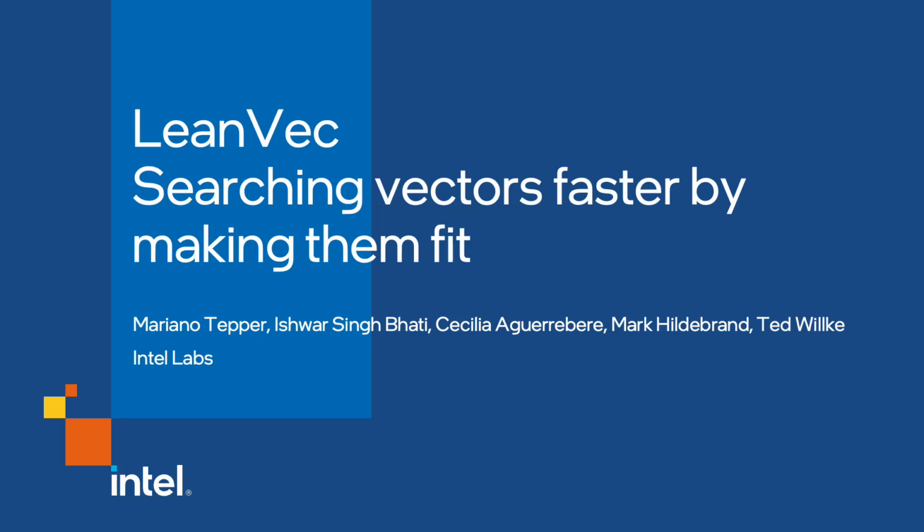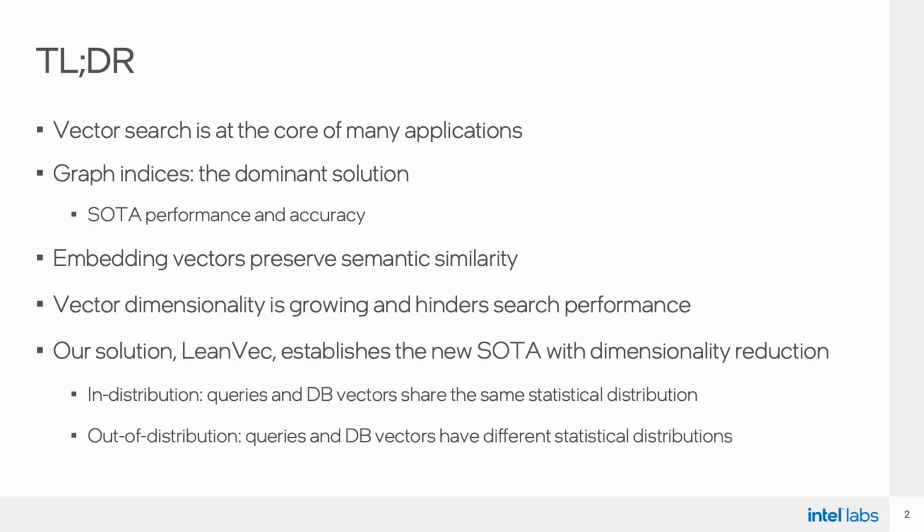Hi, this is a quick preview of our paper LeanVec, Searching Vector Faster by Making Them Fit. Today, vector search seems to be everywhere as it is powering RAG systems by adding long-term memory and factual grounding to LLMs. The dominant solution for performing these searches are graph-based indices, as they provide excellent trade-offs between performance and accuracy. The vectors used to perform these searches are produced by embedding models because they preserve the semantic similarities between the elements that they encode.